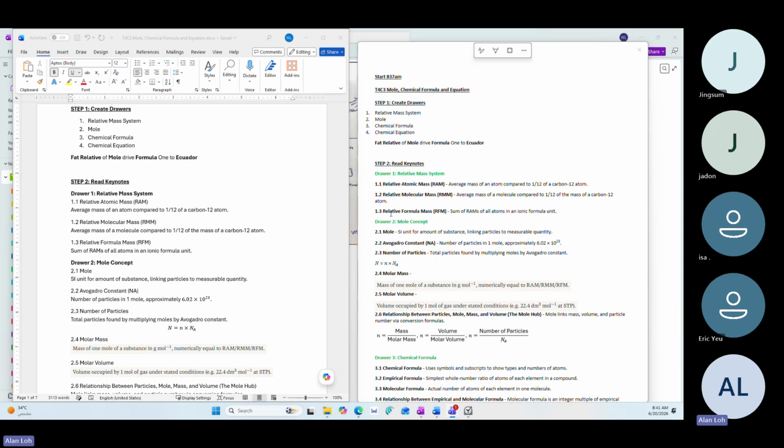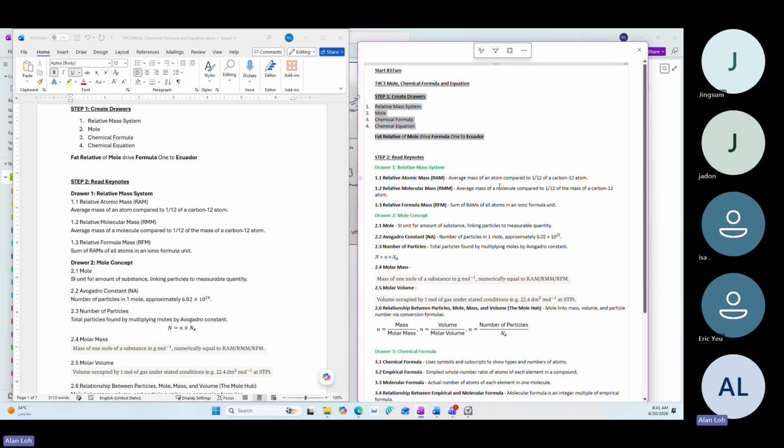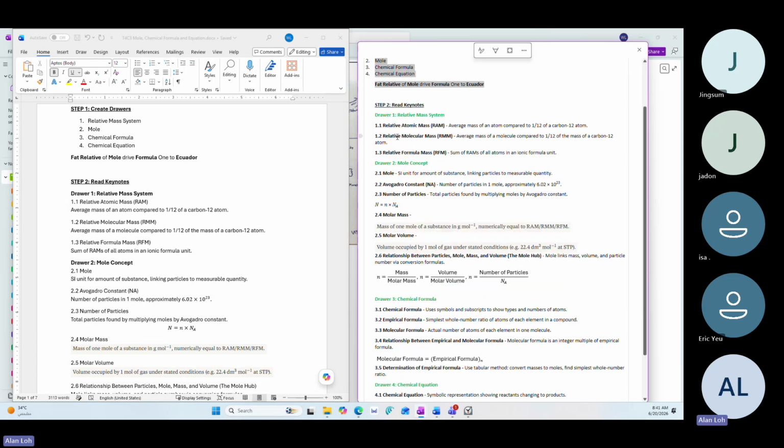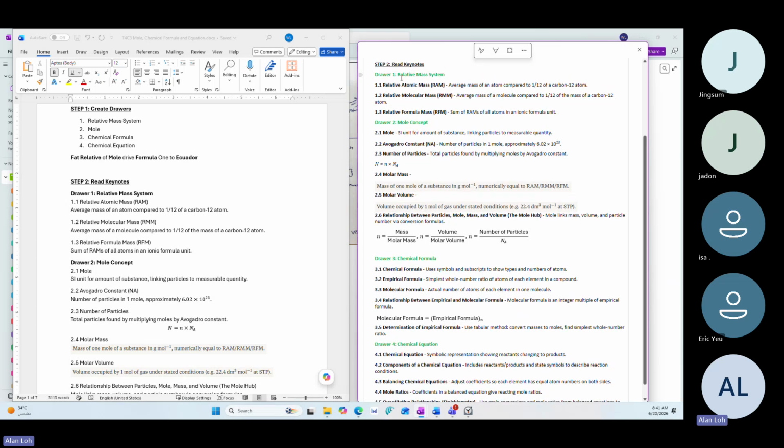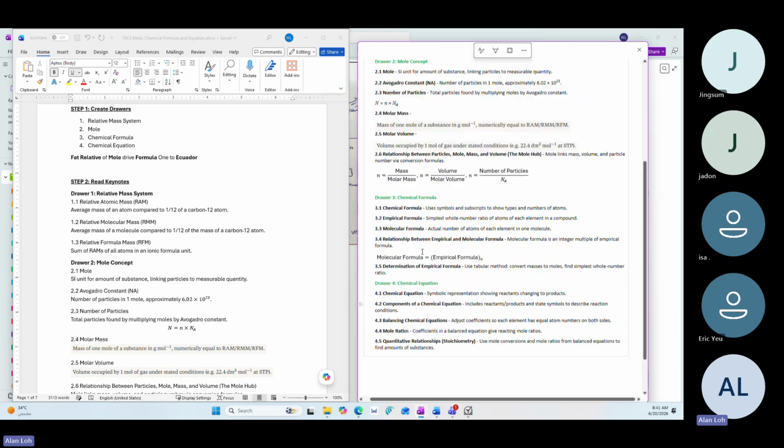Okay. Now we have this step number 1. Step number 1 is done. So let's go to step number 2. Step number 2, I divided it into 4 drawers. I think you can see it as I put the title name in green color, so it's easier for you to differentiate where drawer 1 starts and where drawer 1 ends, and where drawer 2 starts and where drawer 2 ends, and so on and so forth until drawer 4.